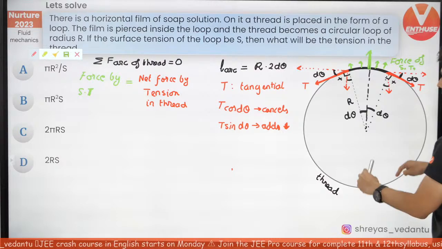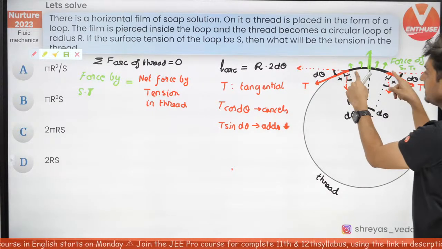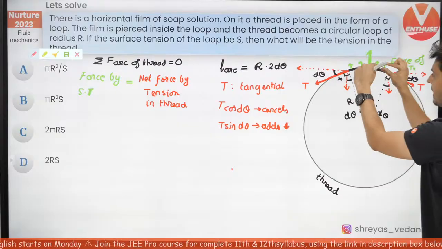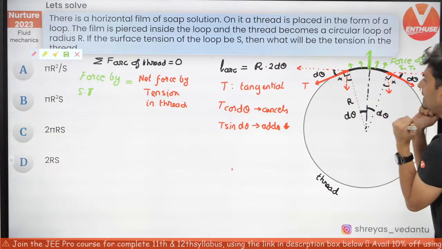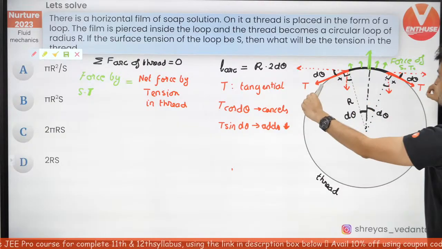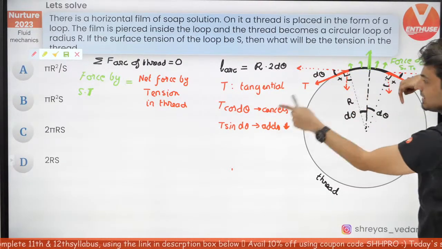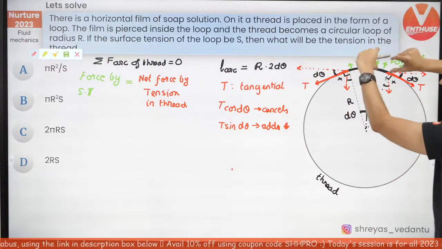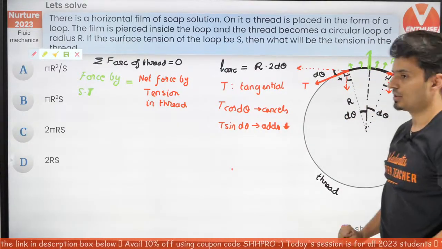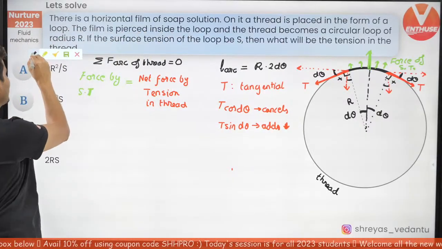Tension is the same everywhere. So to analyze that, we took a part of the thread which is an arc. That arc is very small, so it subtends an angle of d theta, totally 2 d theta. The horizontal components of the tensions cancel, and the vertical components, which are T sine d theta by geometry, add. They are balanced by that pull due to the surface tension. As simple as that. Now, how much is this force by surface tension?